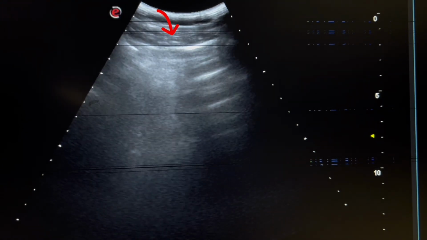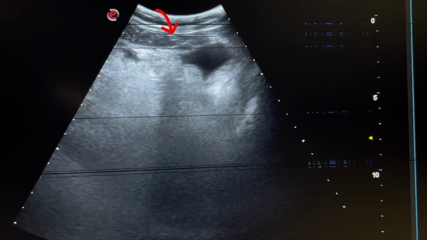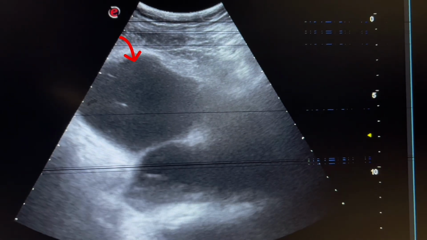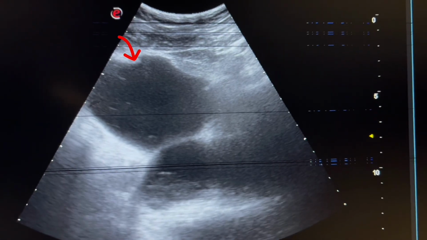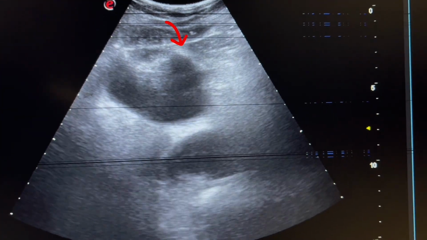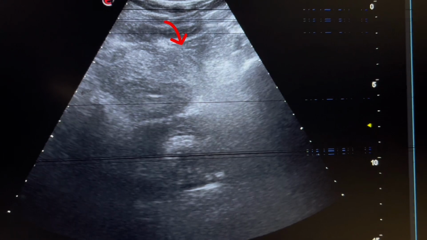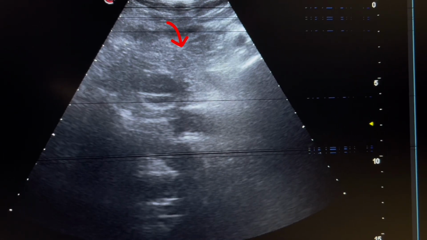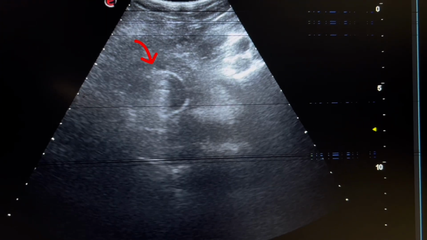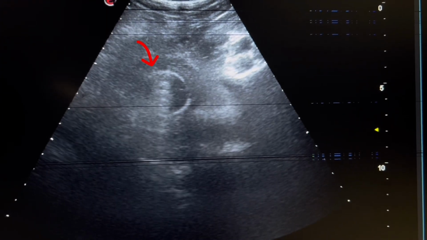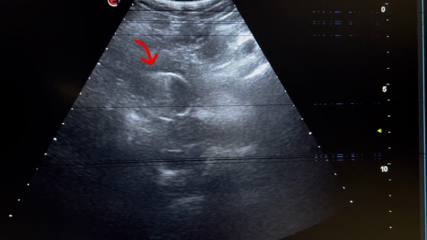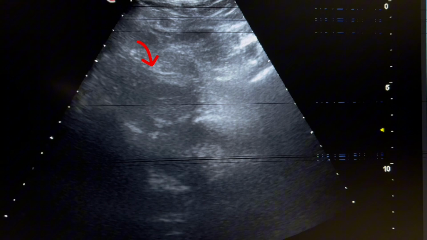Now we continue scanning from the epigastrium down to the pelvis. Here we see the free fluid containing debris in the pelvis. And continuous sliding down to the pelvis. Here we see the balloon of the catheter in the urinary bladder. The urinary bladder is empty and no fluid is seen around the balloon.